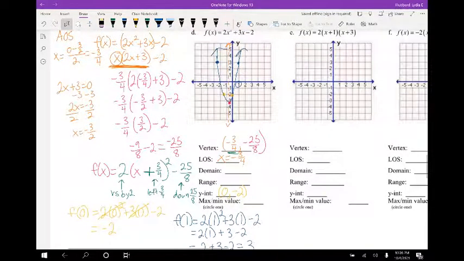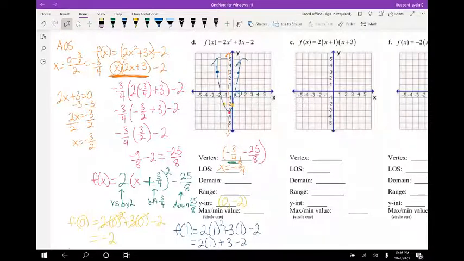But this is why it's important that we're getting that vertex form so that we can identify the intercept and identify that axis of symmetry, and we're not just plotting random points along the way, and we're not certain of where our vertex is. So again, domain is going to be -infinity to infinity. Range is going to be bottom to top. So that's going to be bracket -25/8 to infinity. And we have a minimum value here. And again, it's that y value of the vertex. So -25/8.